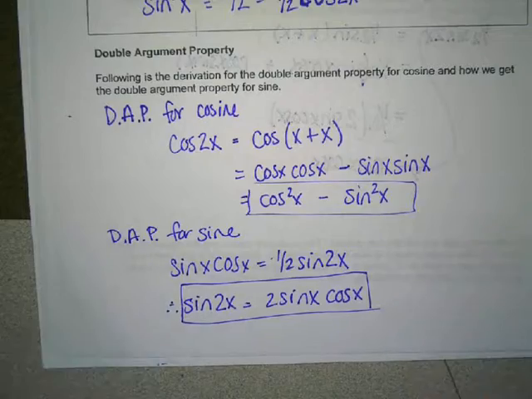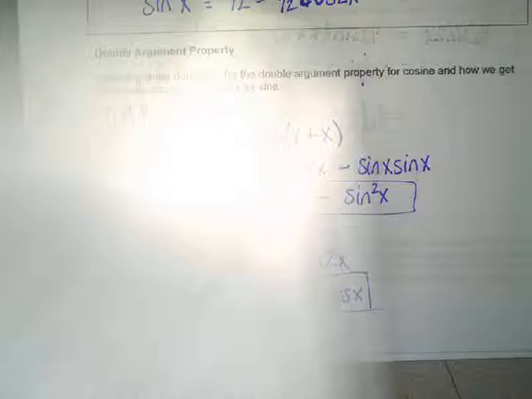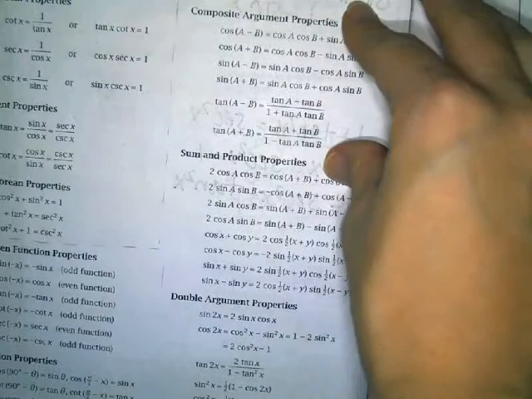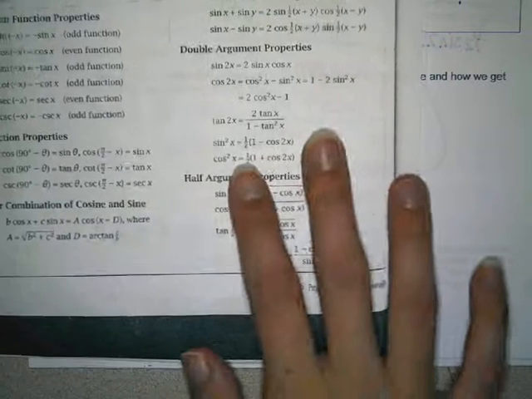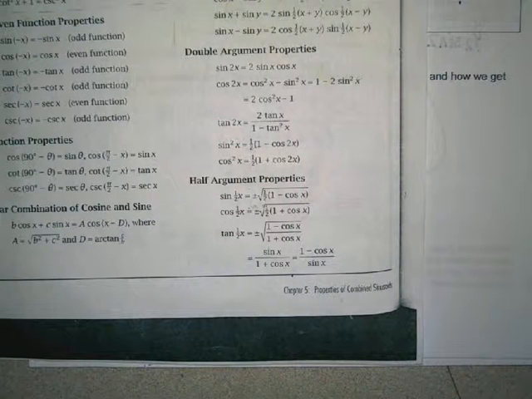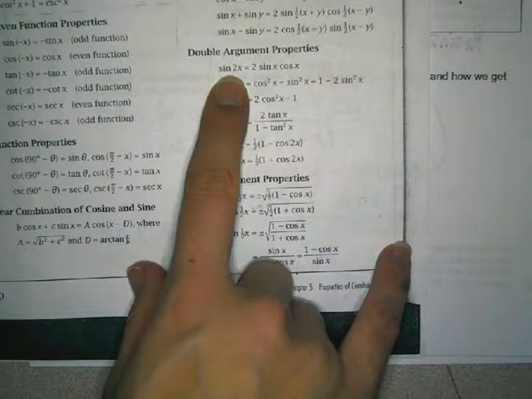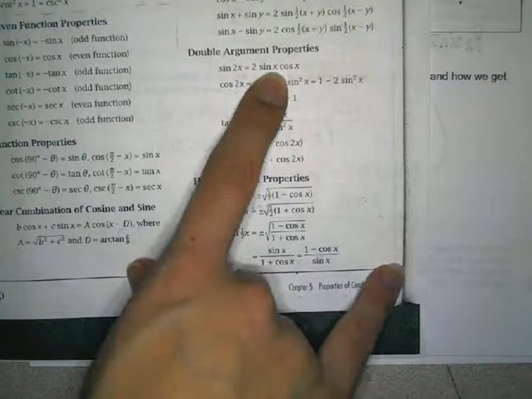So if you look at your property sheet, does anybody have it out so I can throw it up real quick? So we've gone through all of these. We've gone through and proven most of these composite argument properties, which means you're allowed to use them anytime now that we've proven them. We've actually proven all of these at this point. Double argument properties are the ones we're looking at now. You can see that sine 2x is this expression, 2 sine x cosine x.